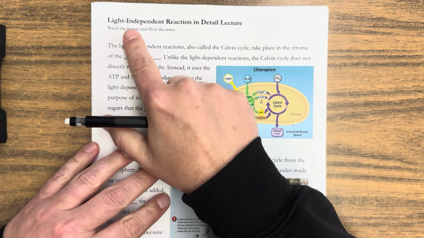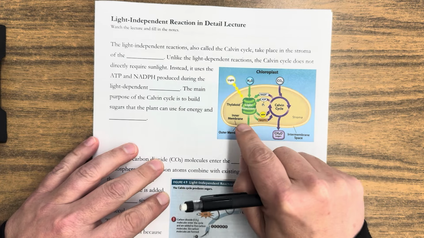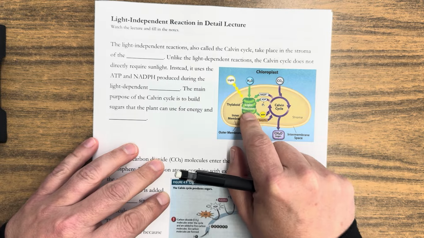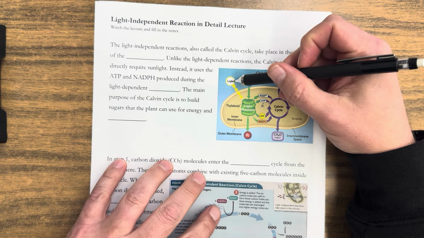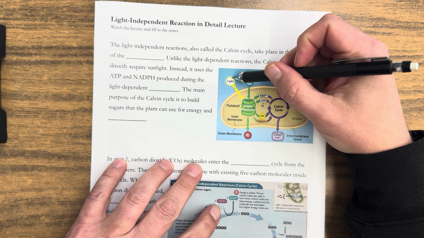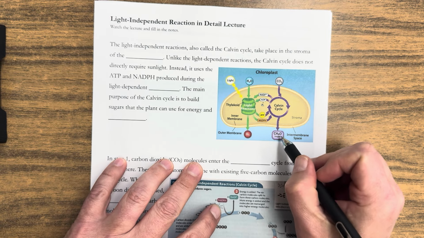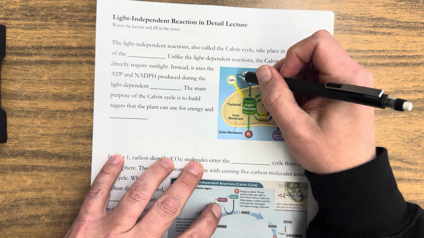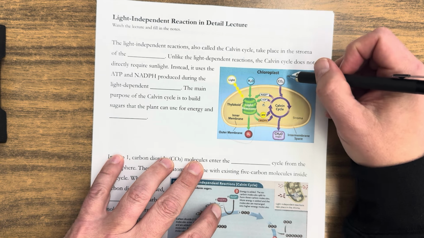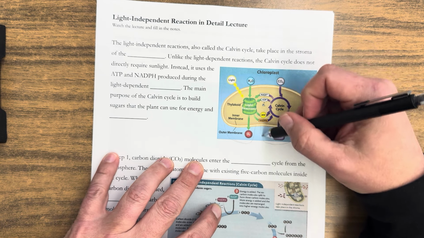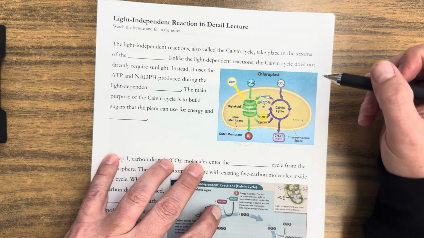Hello. Today I'm going over the light-independent reactions in detail. So we had previously gone over the light-dependent reactions, which is the first part of photosynthesis, where we take energy from the sun and eventually get that same energy into a sugar, like a glucose. Well, we covered this first part here. Now we're looking at this second part here in the purple. That is the Calvin cycle, or the light-independent reaction.